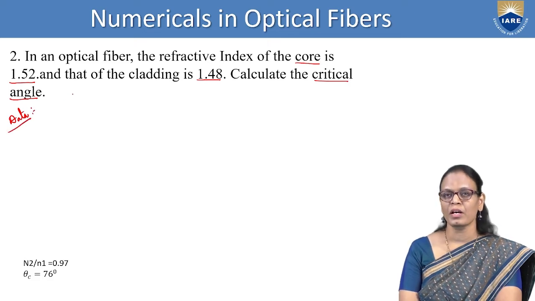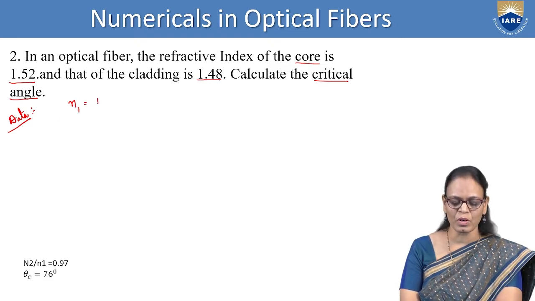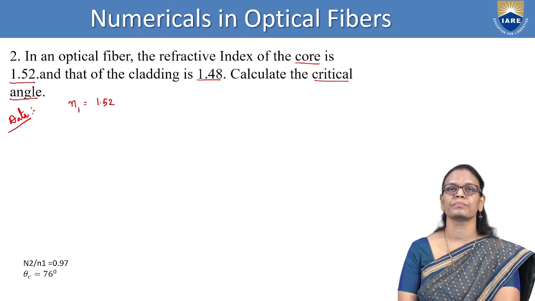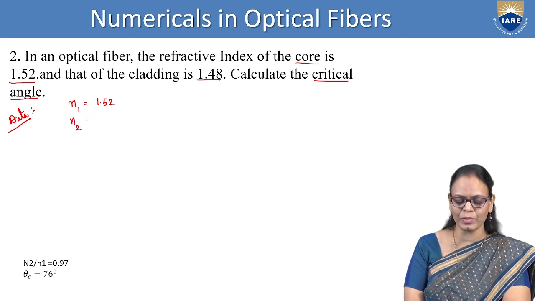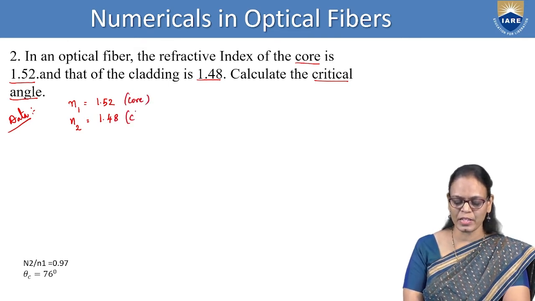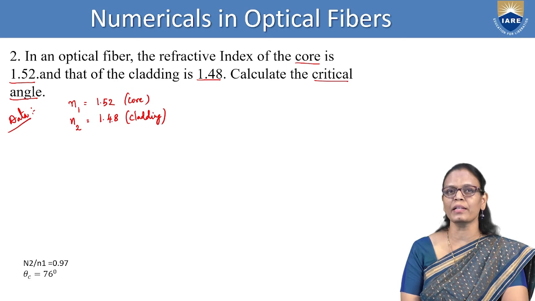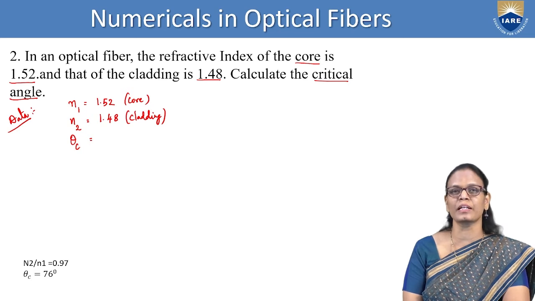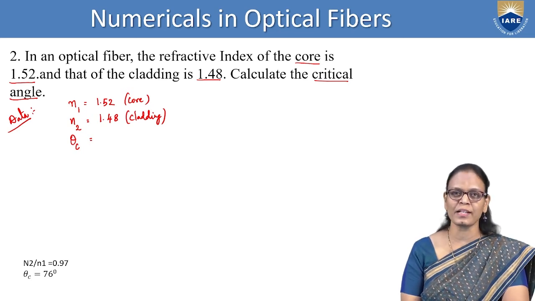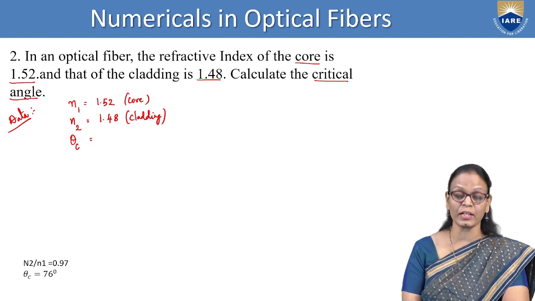Data given. Refractive index of the core always denoted by N1. So N1 is equal to 1.52. And the refractive index of the cladding is denoted by N2, 1.48. So this is always representing core and this is representing the cladding. We have to find the critical angle. Here C represents the critical angle. For acceptance angle, we have taken theta suffix A, and for critical angle, we are taking theta suffix C.